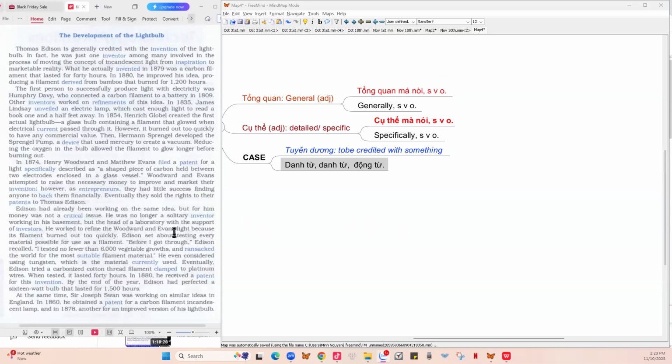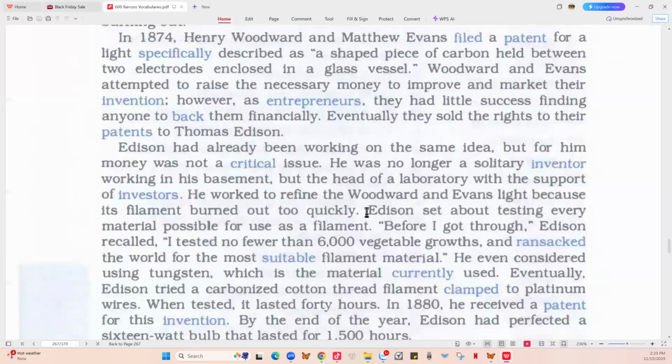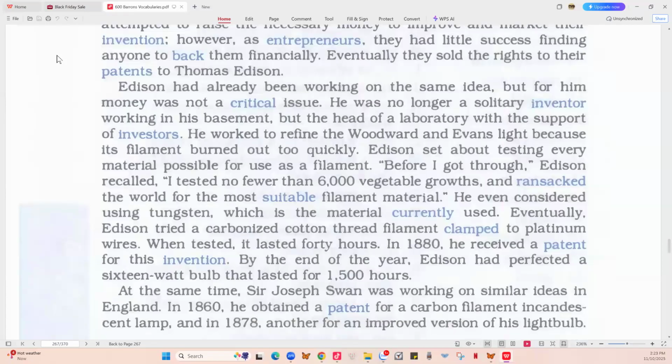Okay, so here, let's go. We are looking at the fourth paragraph together. Here, this is the fourth paragraph. Edison had already been working on the same idea, but for him, money was not a critical issue. Money was not a critical issue.